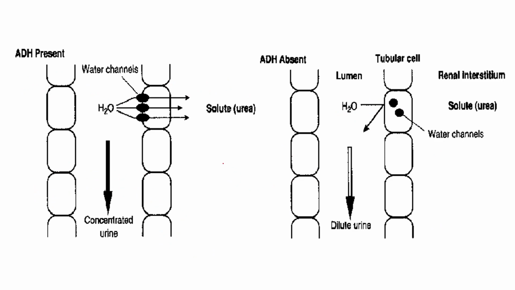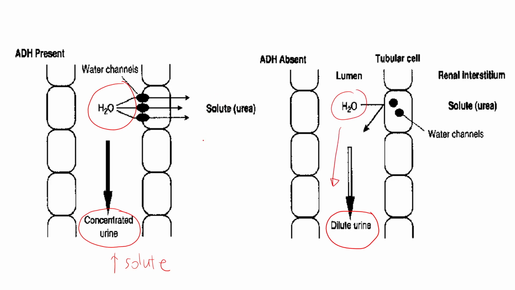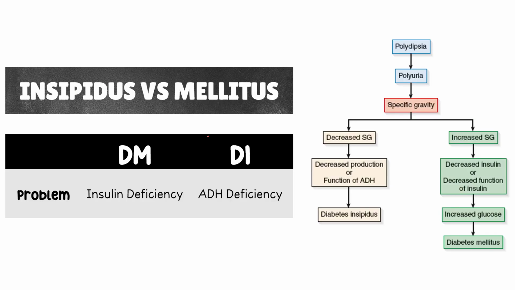And just to emphasize what your urine will look like, kids, when ADH is present, since we are reabsorbing water, you would expect that your urine is concentrated, full of solute. While if ADH is absent, our urine is diluted, because there is no reabsorption, so all of our water is being excreted in our urine. And just to point out once again the difference between your DM and DI, diba, your diabetes insipidus and your diabetes mellitus. With DM, the problem is your insulin. With DI, the problem is your ADH. The reason diabetes insipidus is called diabetes is because it shares the same symptoms with your diabetes mellitus, which are polydipsia and polyuria.